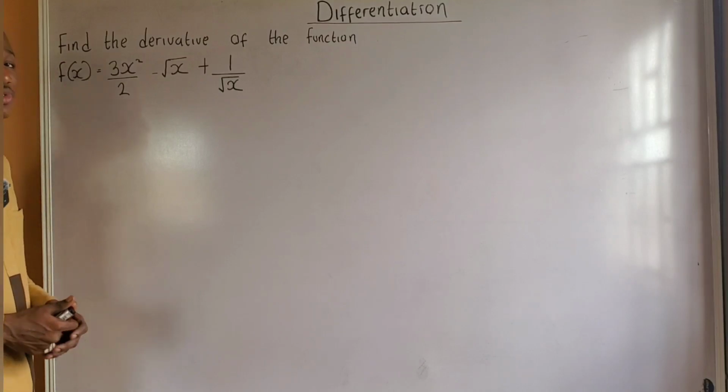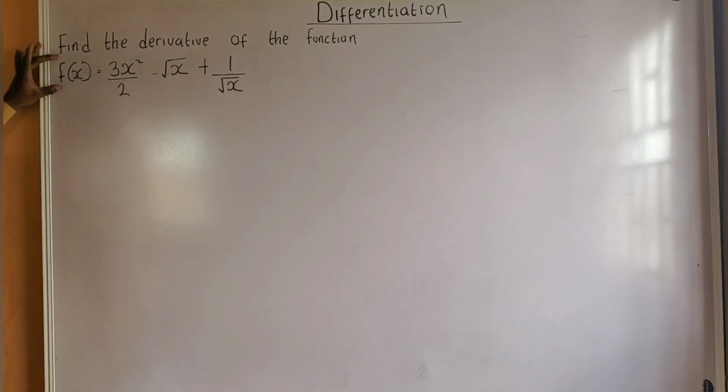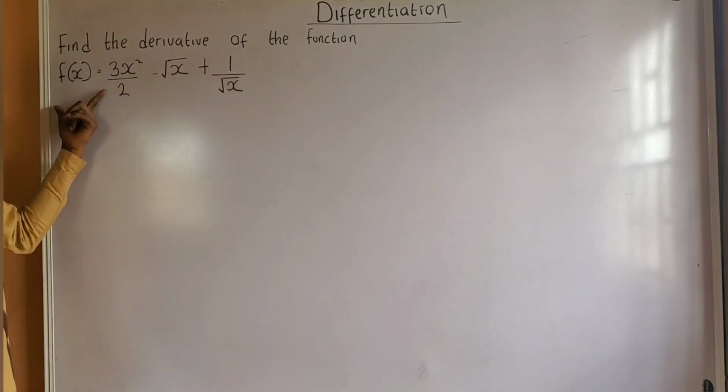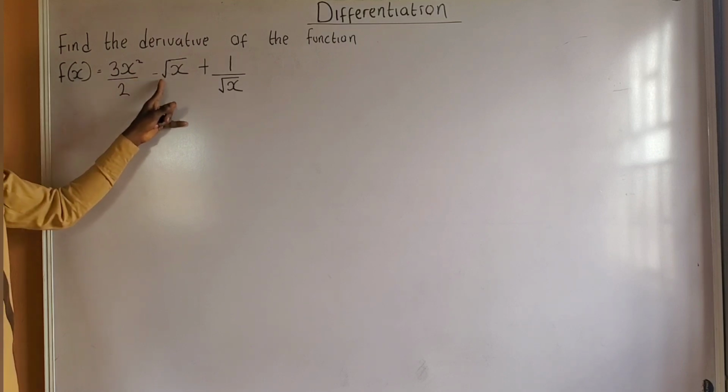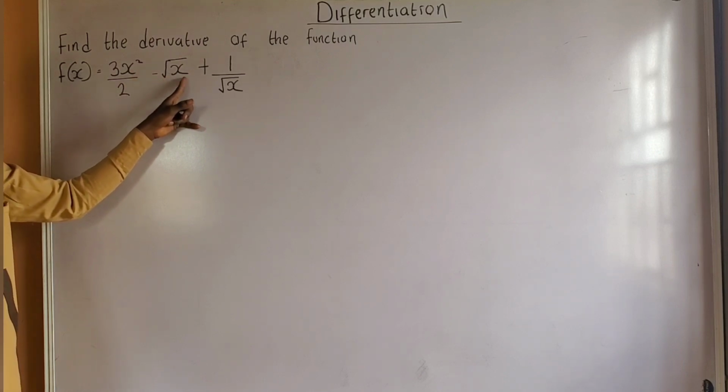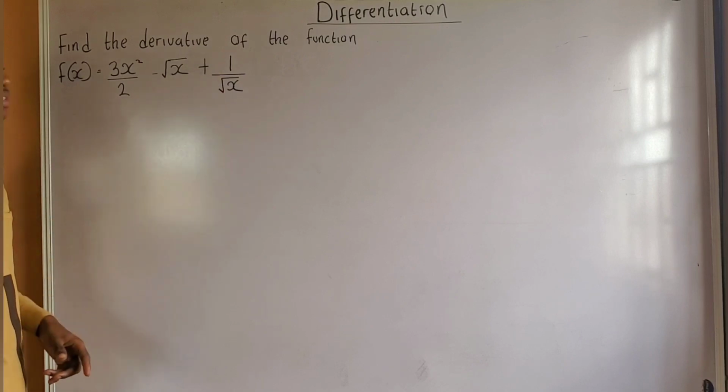Let's consider the question that we have on the board. They asked to find the derivative of the function f(x) = 3x²/2 − √x + 1/√x.